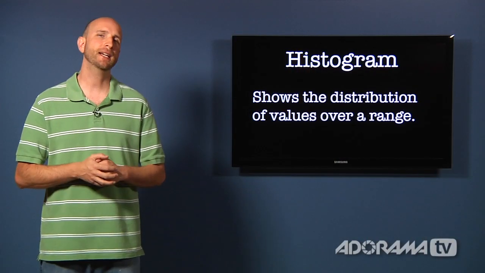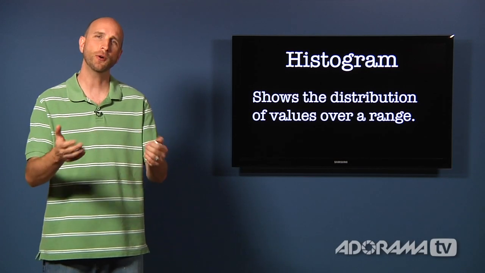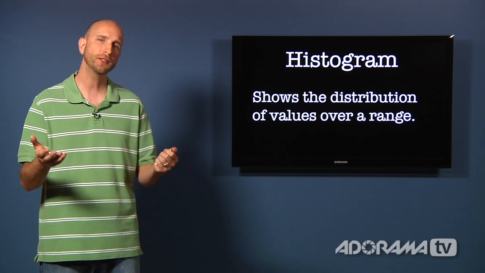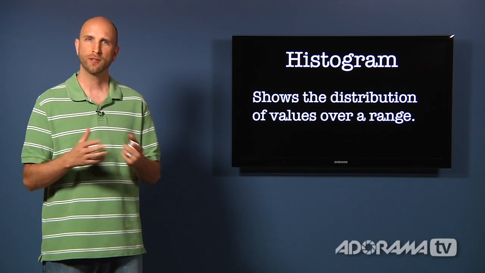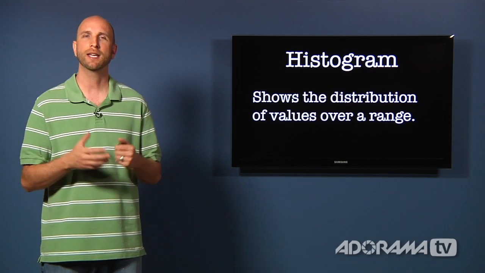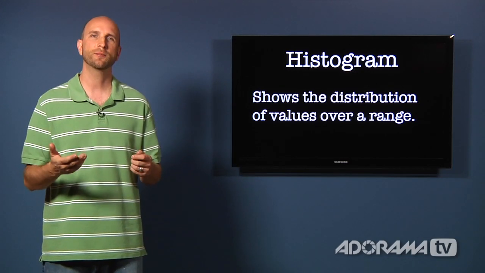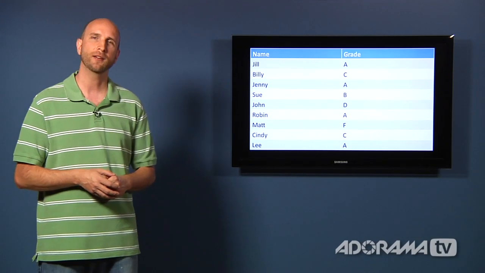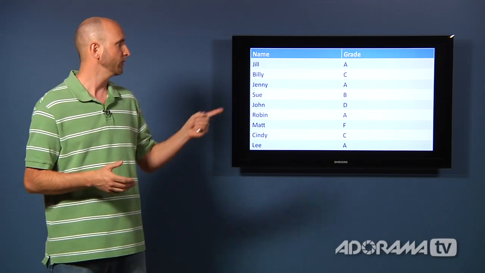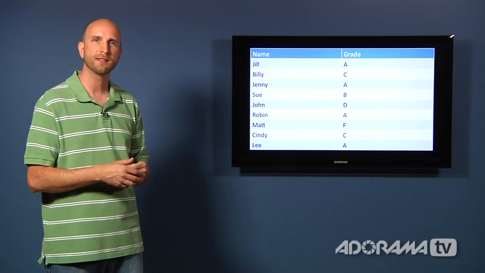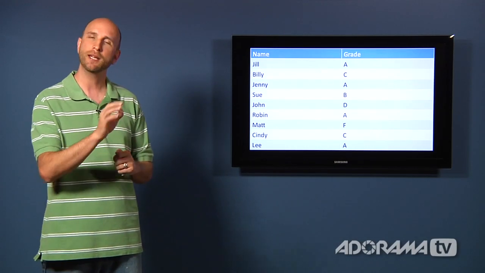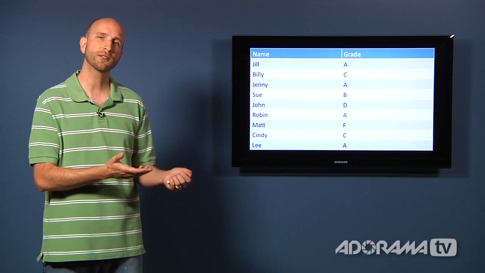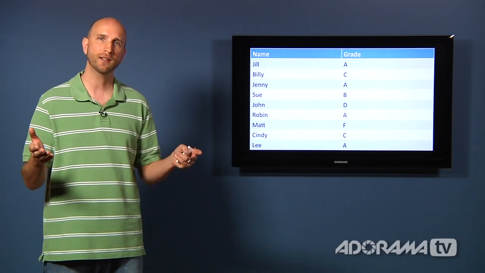Well, the histogram is actually something that photographers stole from mathematicians. A histogram shows a distribution of values over a range. So let's imagine for just a minute that I am a school teacher and I want to judge my performance as a school teacher. I would have a bunch of students on a spreadsheet or something. So it looks like Jill has an A and Billy has a C, etc. I've written down all the names of my students and their grades. Now if I took this and put it in a histogram, I could see how those grades are distributed.